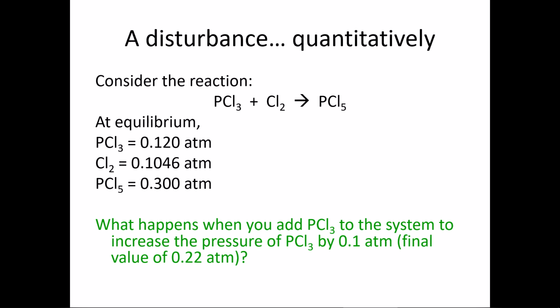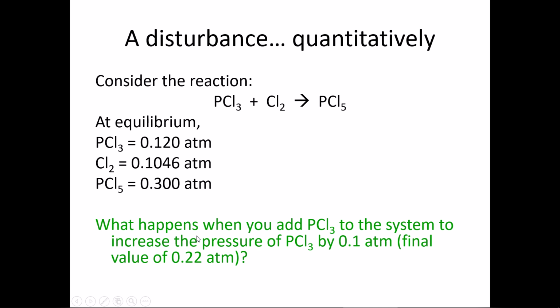So let's think about this in terms of Q and K then. If I have a disturbance, I know that Q is going to be changed. So let's look at an example. I have PCl3 and Cl2 creating PCl5. If I start out with these initial amounts of my reactants and products, I will get a certain KEQ value. And this KEQ value reflects the equilibrium constant, because these are the concentrations at equilibrium.